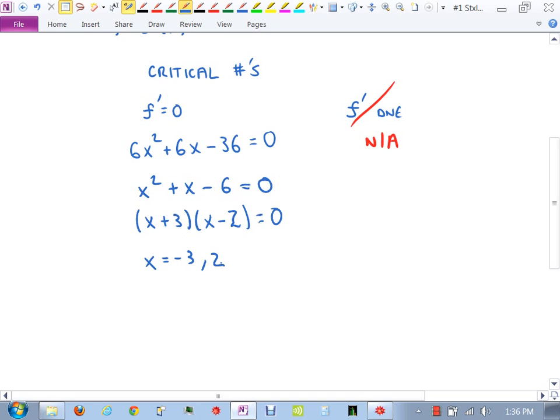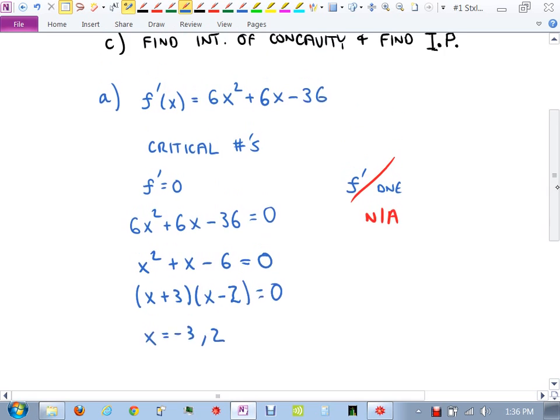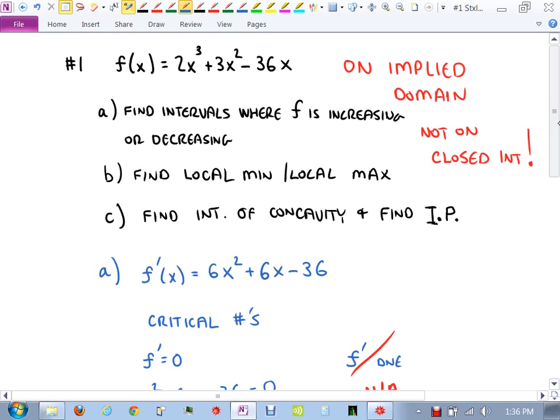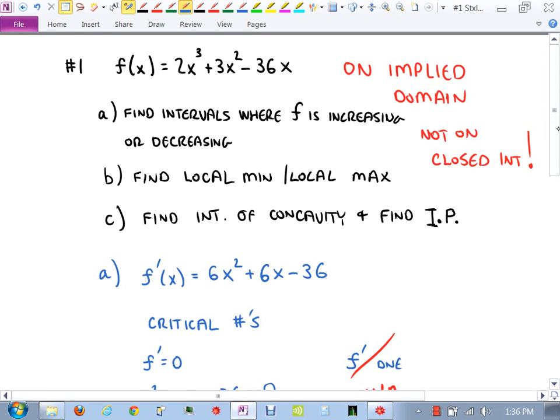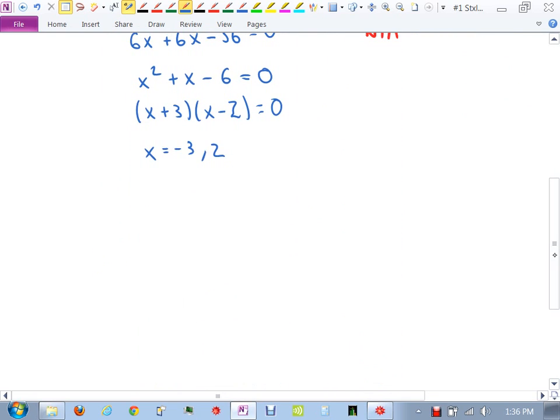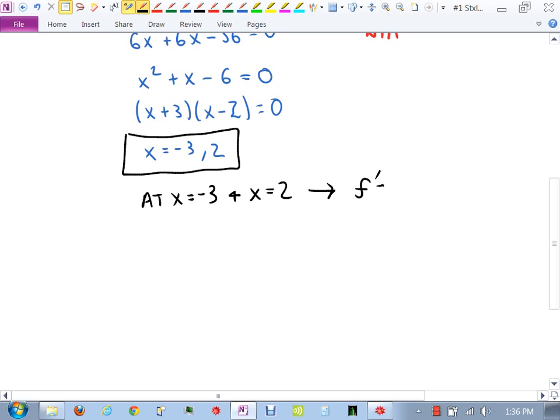Yes. Did I change it? Okay. Any questions up to this point? So I know where the critical numbers are, right? At x equals -3, and at x equals 2, my derivative is 0, which means we have a critical number, right?